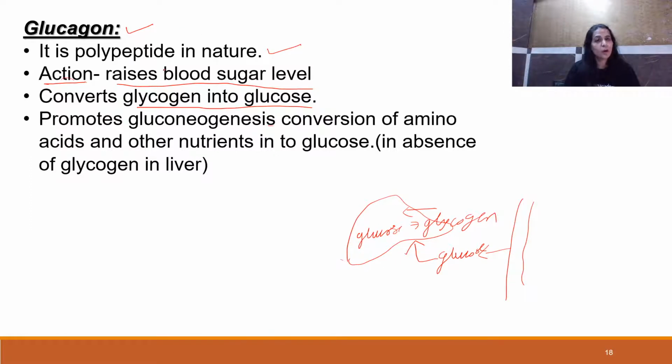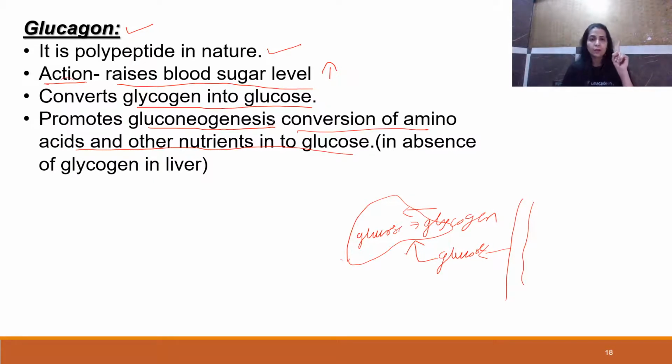Okay. So what is glucagon? Glucagon increases blood sugar level, right? Gluca meaning glucose, basically. All right. So glucagon increases blood sugar level. It converts glycogen into glucose. Where? In liver cells. It promotes gluconeogenesis. What is gluconeogenesis? It is conversion of amino acids and other nutrients to glucose.